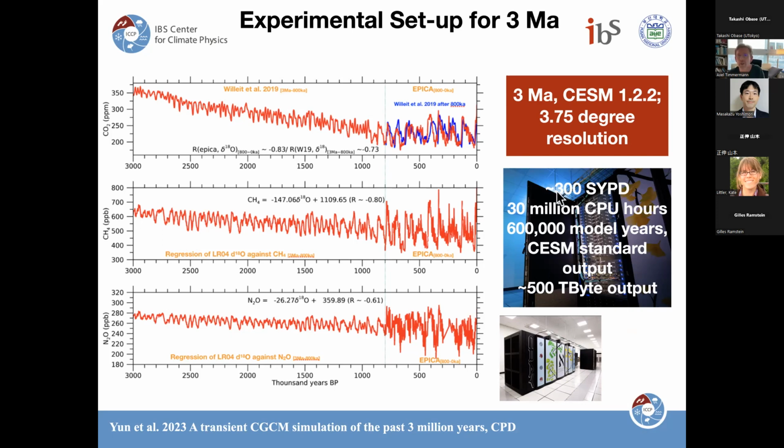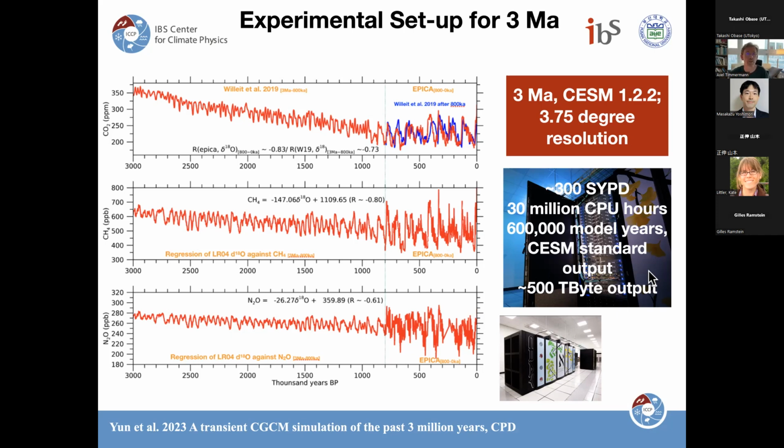And you can quickly figure out we would still be running for a long time in order to cover 3 million years. So in order to conduct such a long simulation, we have to actually chop up the simulation into different chunks, which we can run in parallel. I will describe that in the next slide. We generated about 500 terabytes of output, and some of the key variables are available for all of you to analyze.